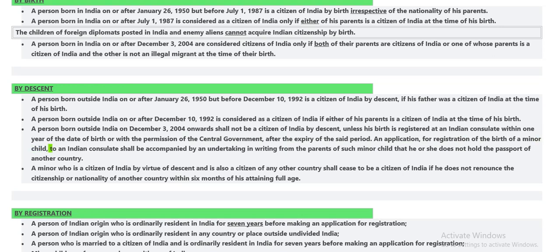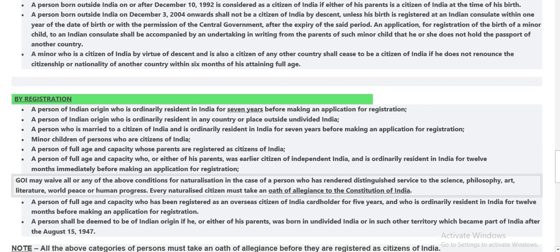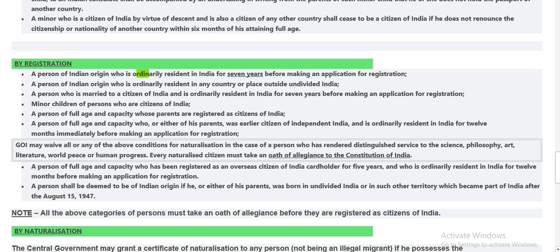An application for registration of the birth of a minor child at an Indian consulate shall be accompanied by an undertaking in writing from the parents of such minor child that he or she does not hold the passport of another country. A minor who is a citizen of India by virtue of descent and is also a citizen of any other country shall cease to be a citizen of India if he does not renounce the citizenship or nationality of the other country within 6 months of attaining full age.